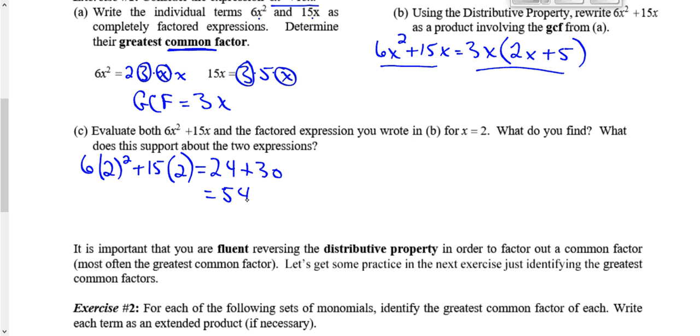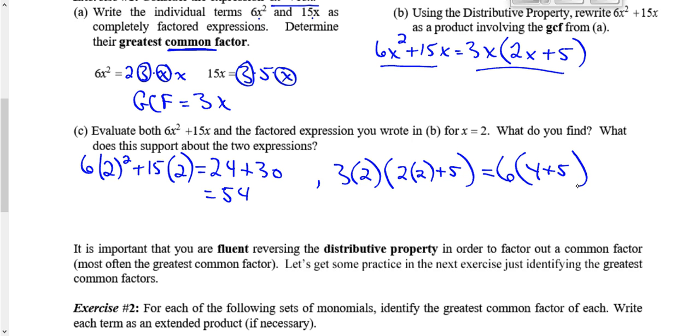Which of course equals 54. Let's check the factored version of this. So 3 times 2 times 2, times 2 times 2, plus 5. This out here gives us 6 times 4 plus 5, which is 6 times 9, which is 54.